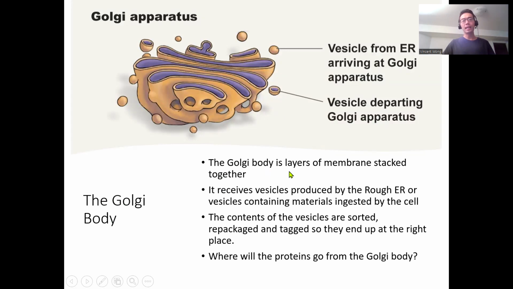This is the Golgi body that I was telling you about. The Golgi body is layers of membrane stacked together, like pancakes, one on top of the other. It receives vesicles produced by the rough ER, like the one that buds off. And then it's going to get sorted, repackaged, and tagged. Tag means it tells it where to go. Where will the protein go from the Golgi body? I already wrote down for you the different paths.